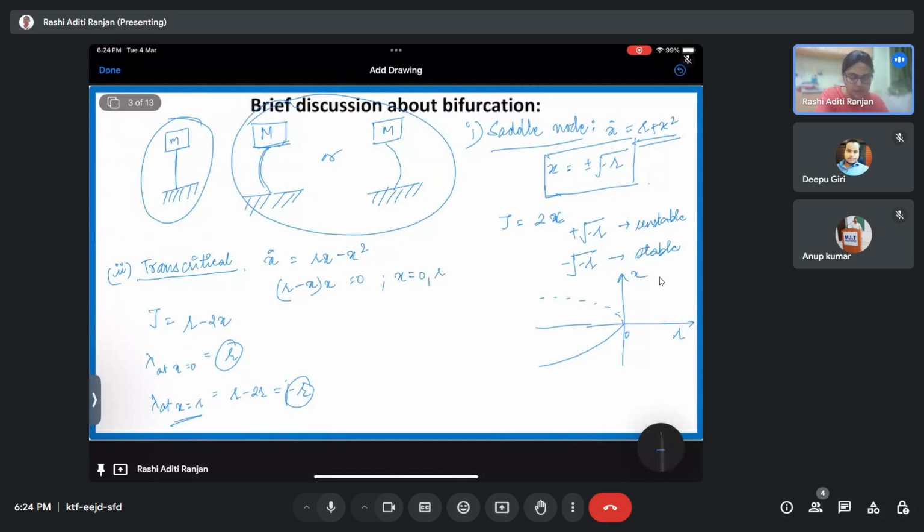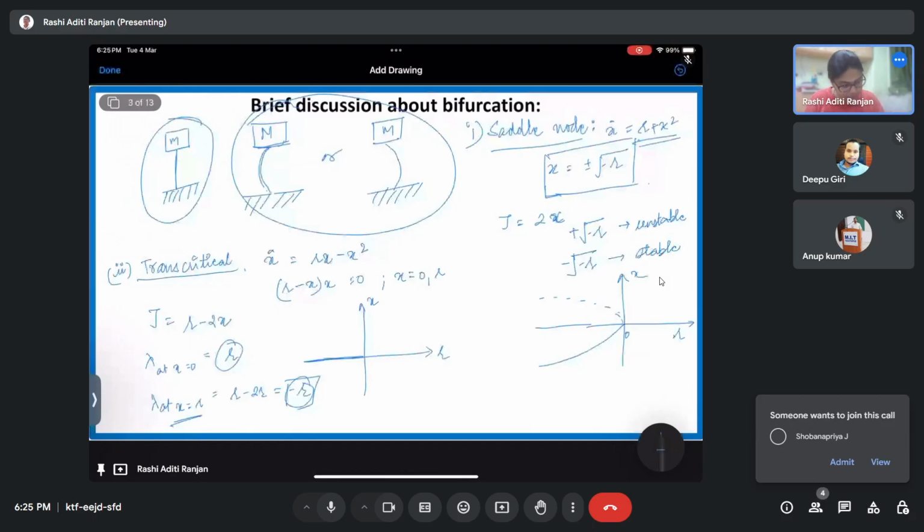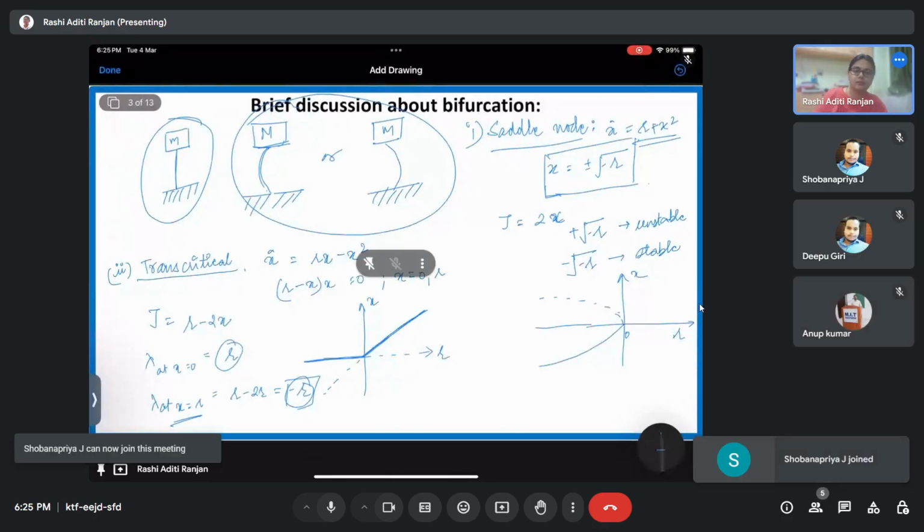Because it becomes negative. So if I plot, this will be my x-axis, this will be my r-axis. This is stable, this is unstable, this is stable, and this is unstable, right? So this is going to be the variation. Okay, so this was my transcritical bifurcation.